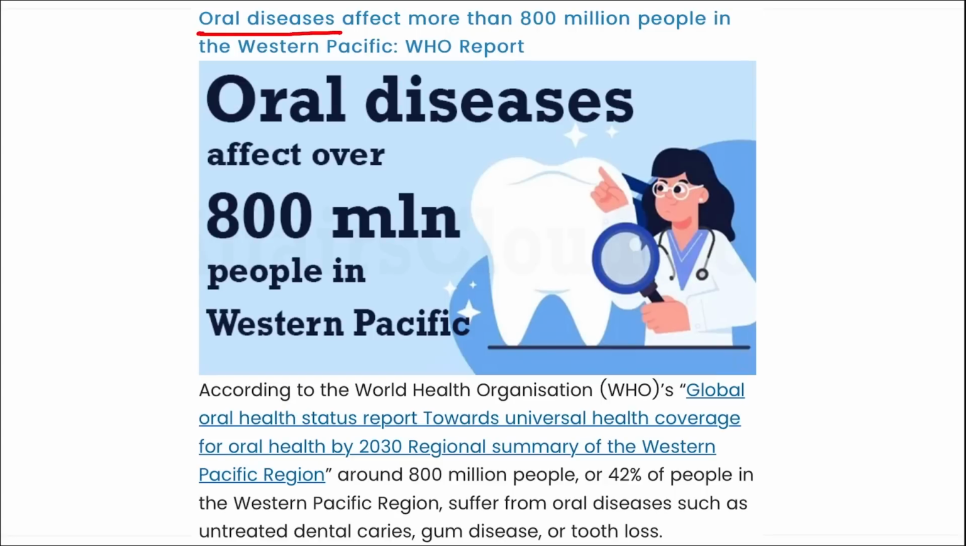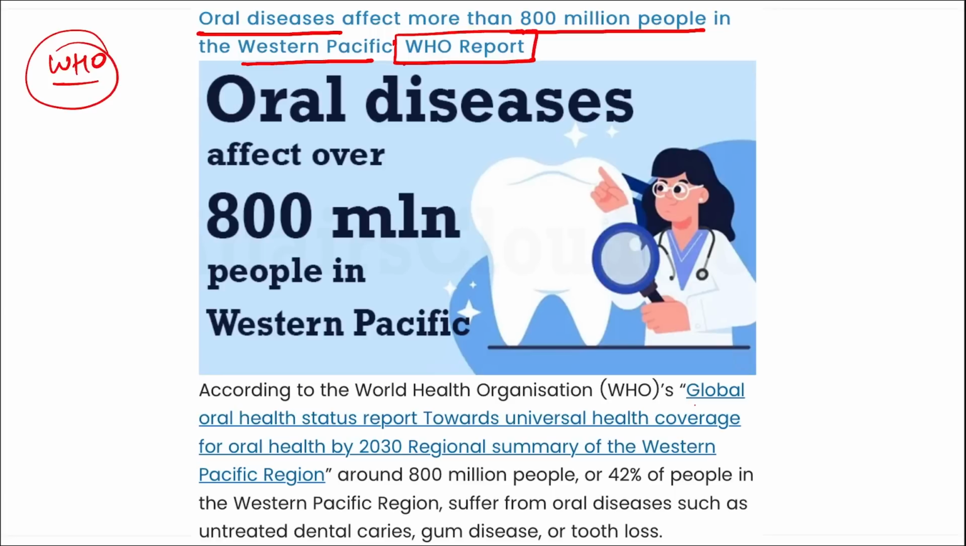Next. Oral disease affects more than 800 million people in the Western Pacific as per the report released by WHO. That is your World Health Organization. They released a report, that is Global Oral Health Status Report towards Universal Health Coverage for Oral Health by 2030, Regional Summary of the Western Pacific region.